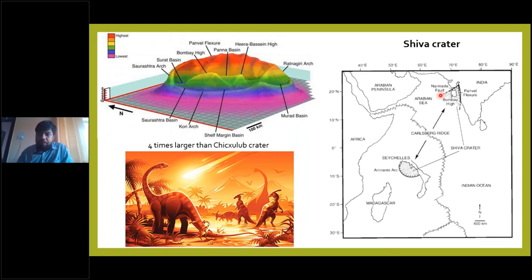So if there is research going on at the Chicxulub crater, and if this Shiva crater turns out to be the impact site of 66 million years ago, then it becomes the major cause of the mass extinction event of KPG.